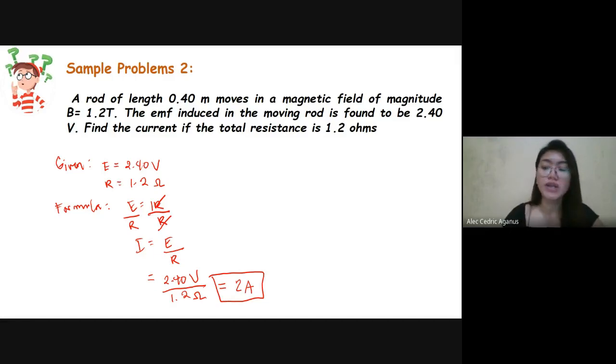Okay, so that's all for week 4. We calculated for the current, resistance, resistivity, conductivity, Ohm's law, and electromotive force. I hope that this pre-recorded discussion would help you to understand our lesson and motivate you to solve more problems.